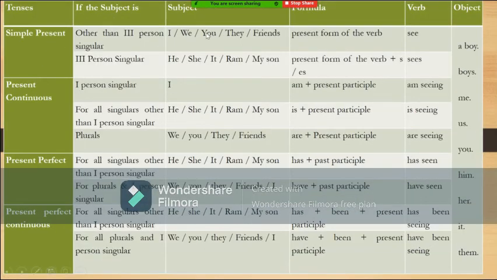For simple present tense, we have to use the present form of the verb, and for third person singulars, we have to use s or es along with the present form. And for present continuous, you have to use am, is, or are plus present participle. For I, you have to use am plus present participle. For all other singulars, you have to use is plus present participle. For plurals, you have to use are plus present participle.